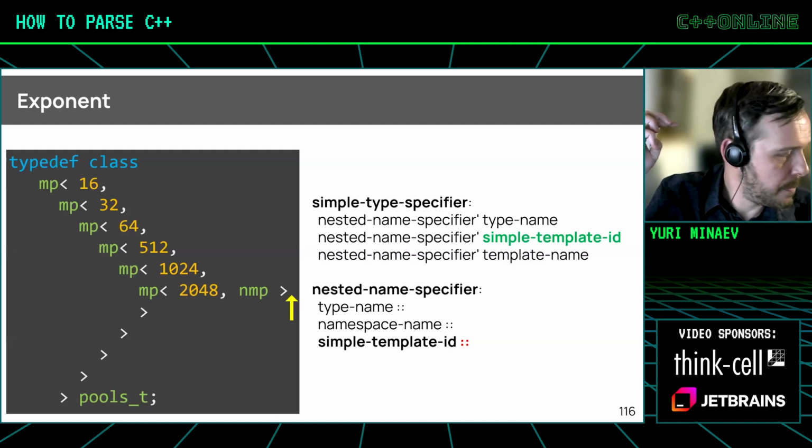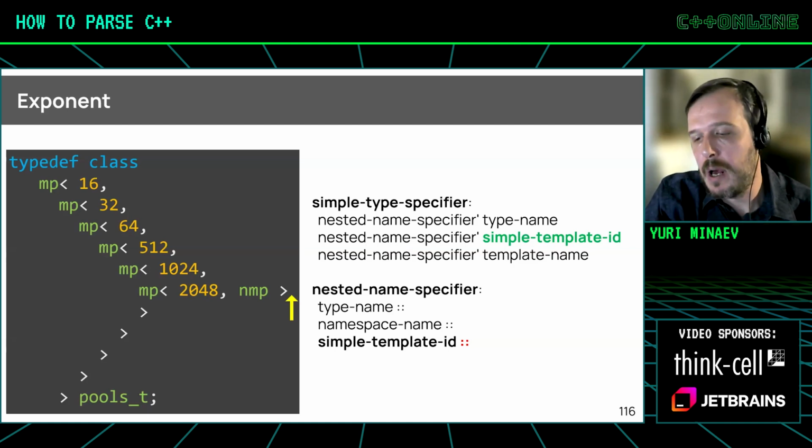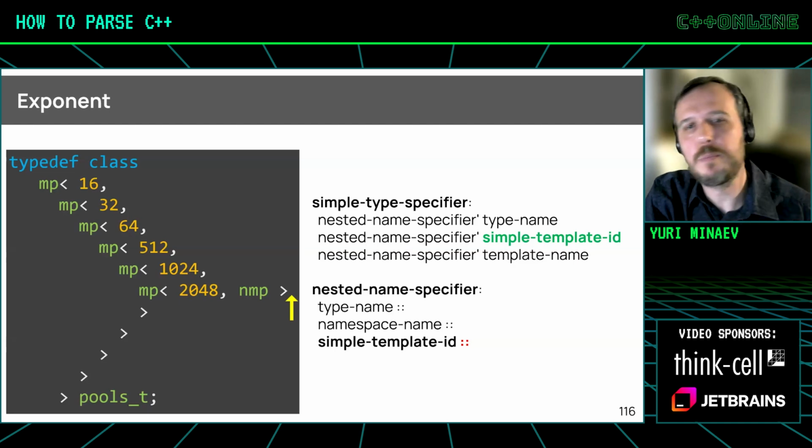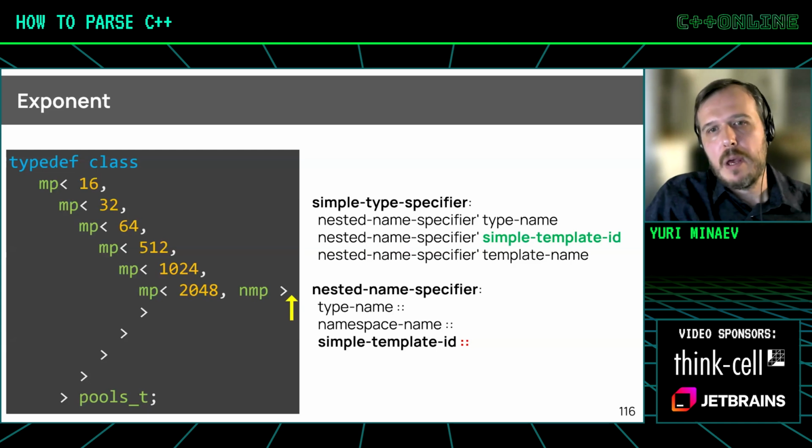So our experiments show that about 10 levels of nesting will be kind of fine, but more than that, you won't be able to parse the entire declaration.